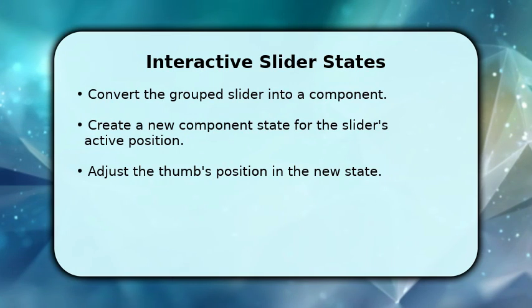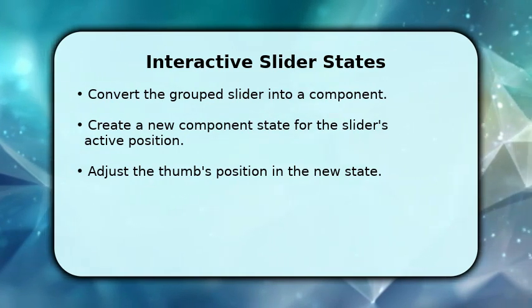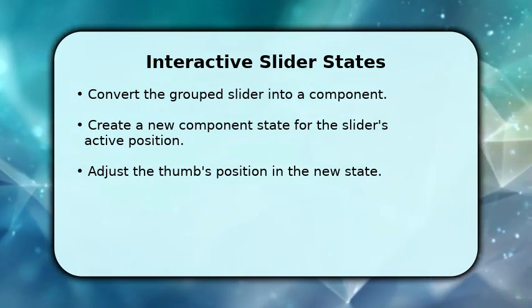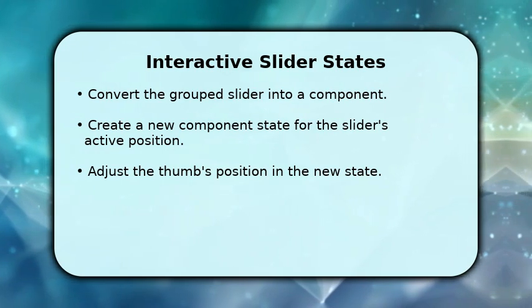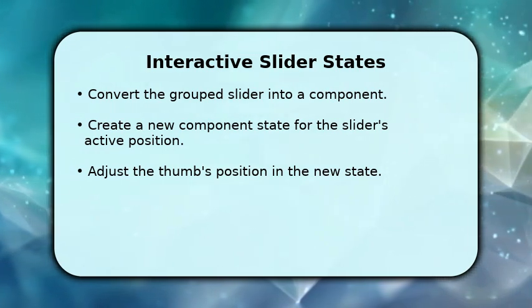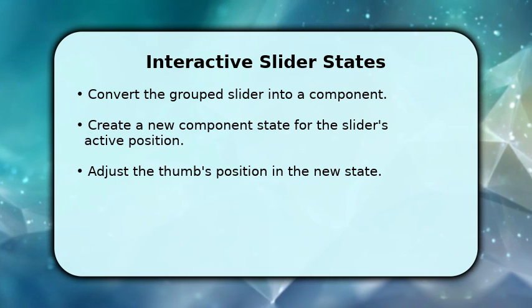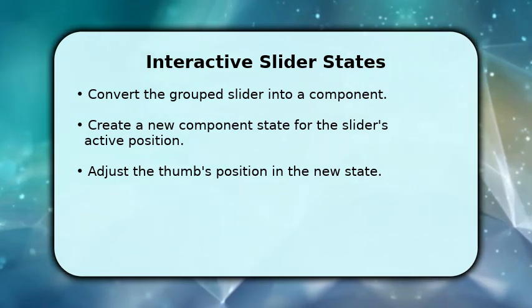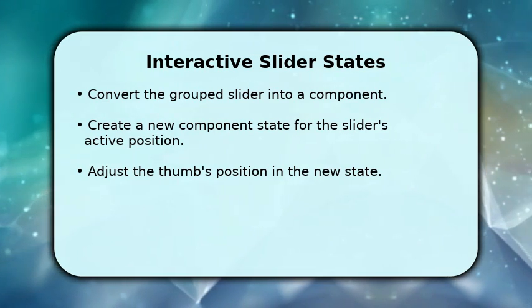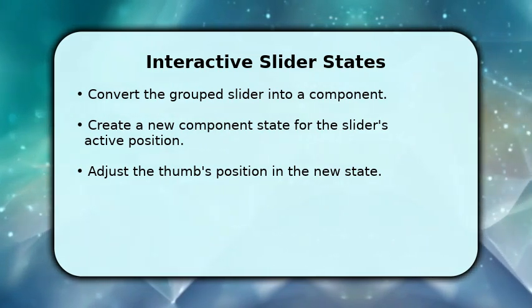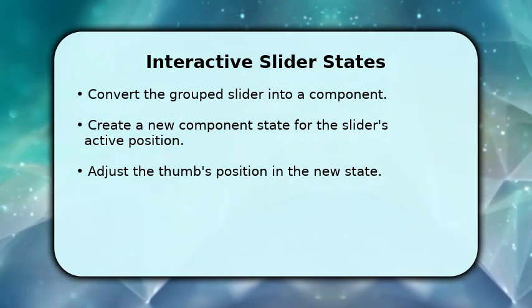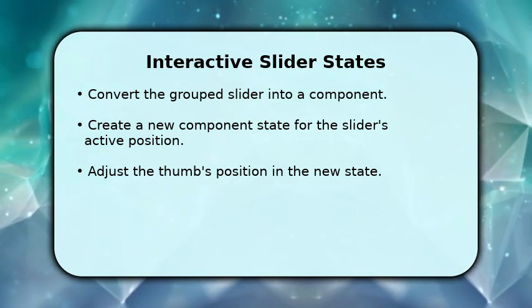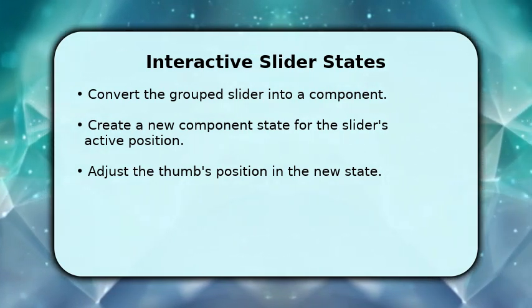Now, let's make our slider interactive. Select your grouped slider and convert it into a component. This is crucial for adding different states. With the component selected, look in the Properties Inspector and click the plus icon to add a new state. Name this new state something like Active or Engaged. In this new state, simply drag the slider thumb to its desired end position on the track. This defines the visual change when the slider is moved.